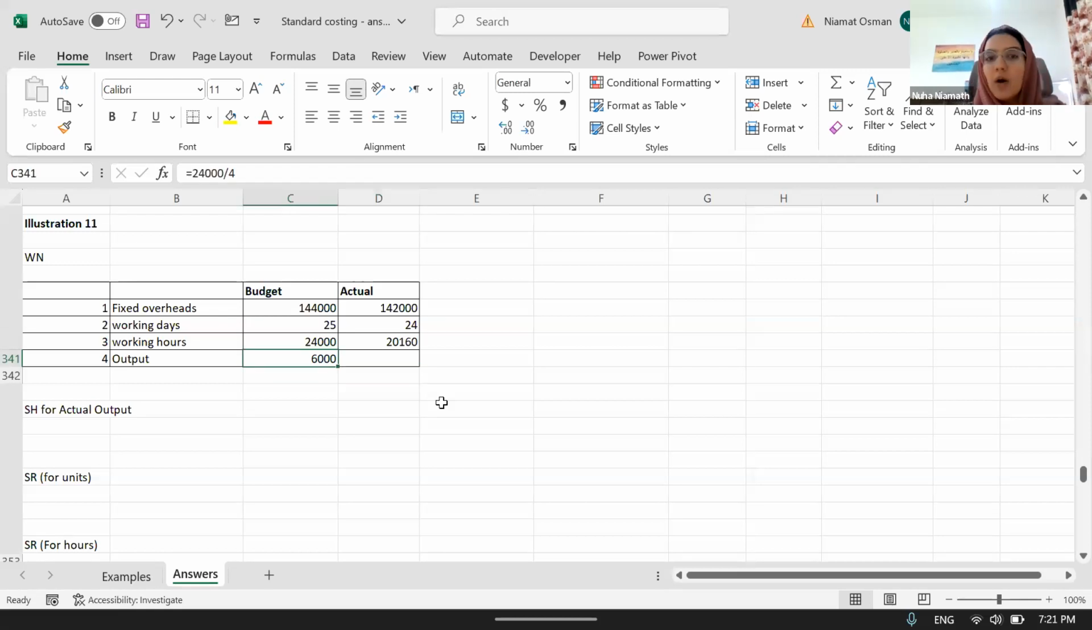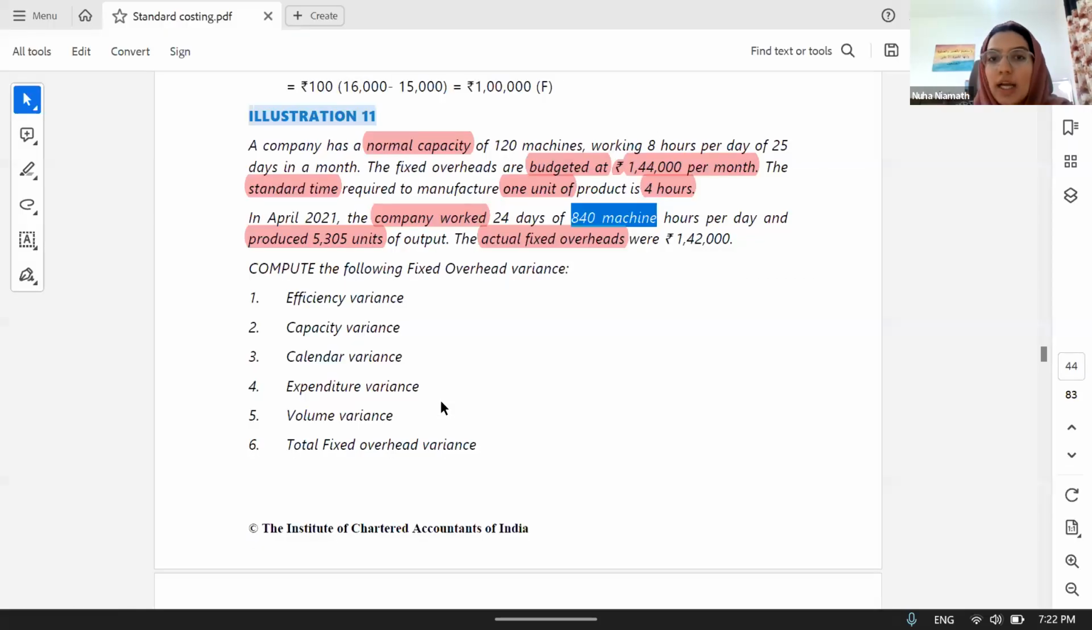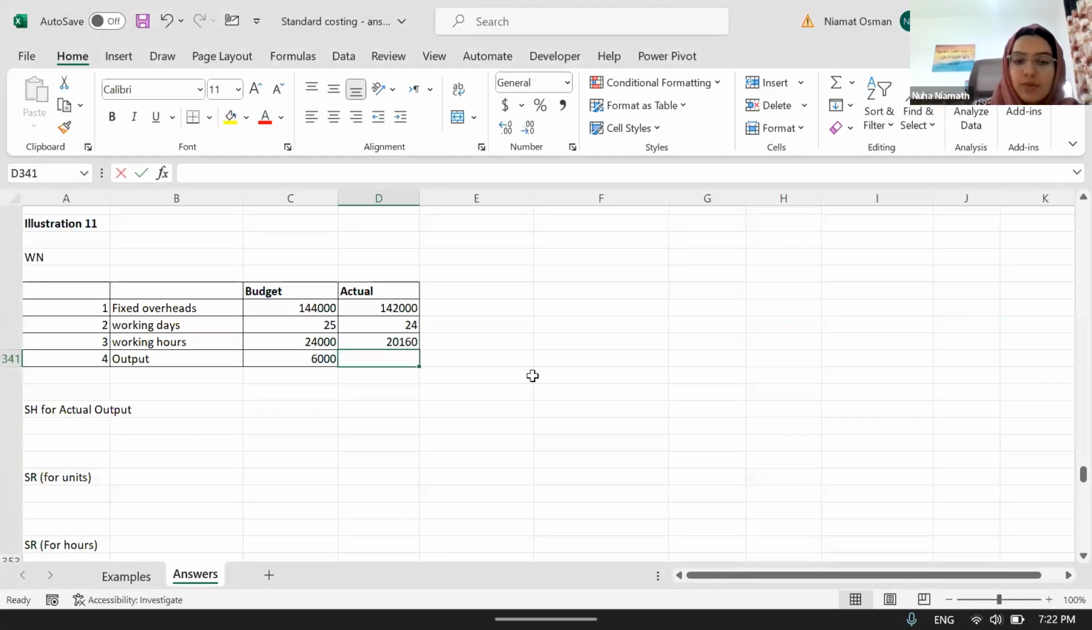Is everybody clear here how we got the 6,000 units? Does anybody want me to repeat it? Clear. Okay. And actual. Actual is how much? Can somebody tell me what is the actual output? Please let me know in the chat box. Yes, Taslima. Thank you. 5,305. So I hope everybody is clear with this table.